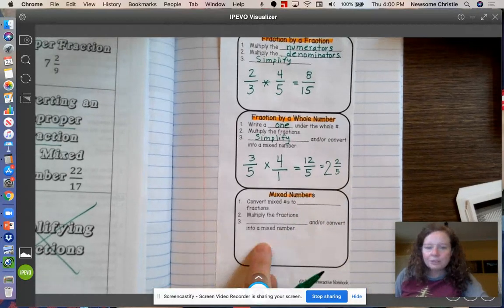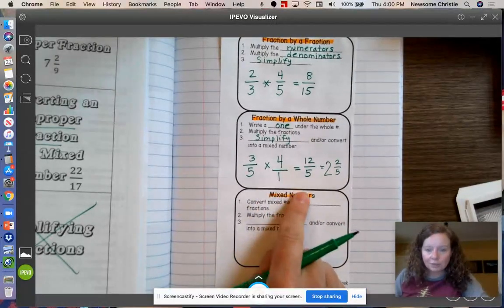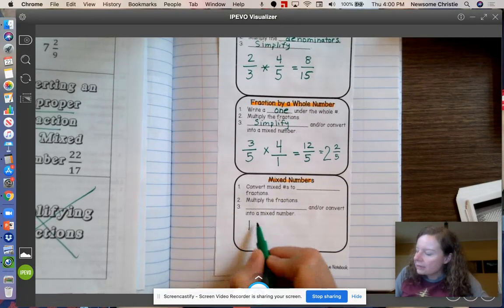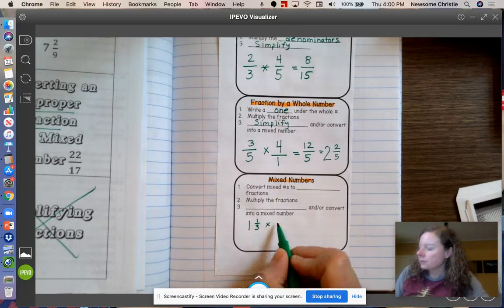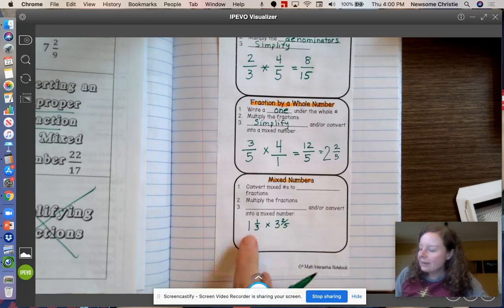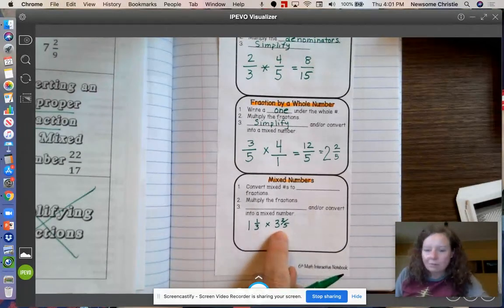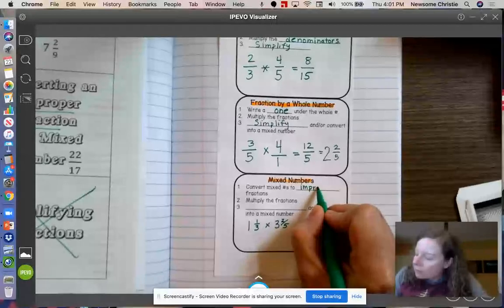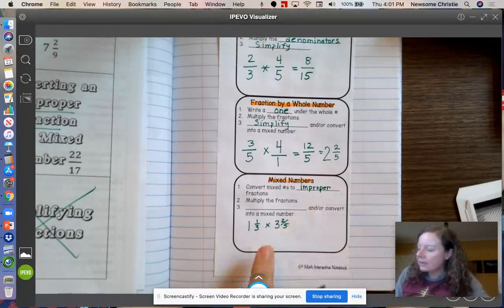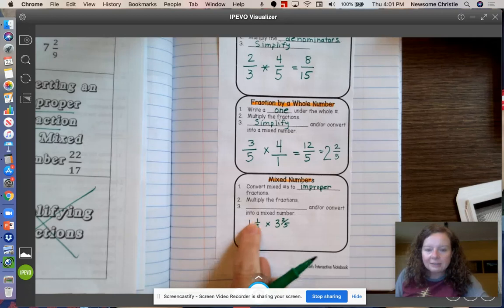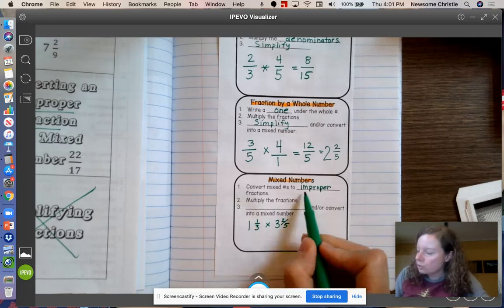Last thing is, what do we do when we're multiplying two mixed numbers? So a mixed number, like we set up here, let's say we had 1 1/3 times 3 2/5. Let's say that was our multiplication problem. When we have two mixed numbers, the first thing we have to do is change them both to improper fractions. We can't just multiply straight across when we have these mixed numbers. There's too many parts.